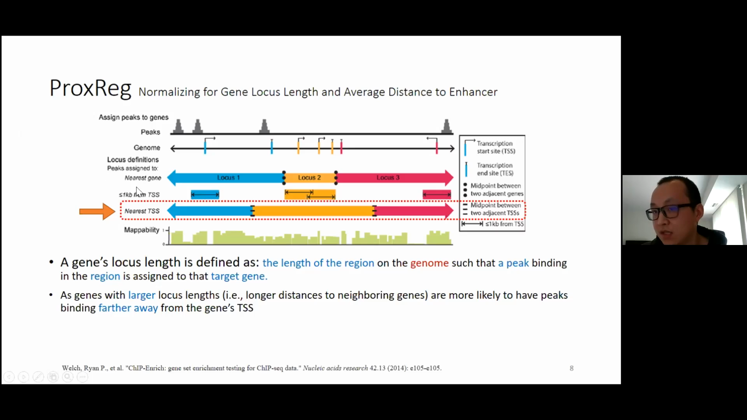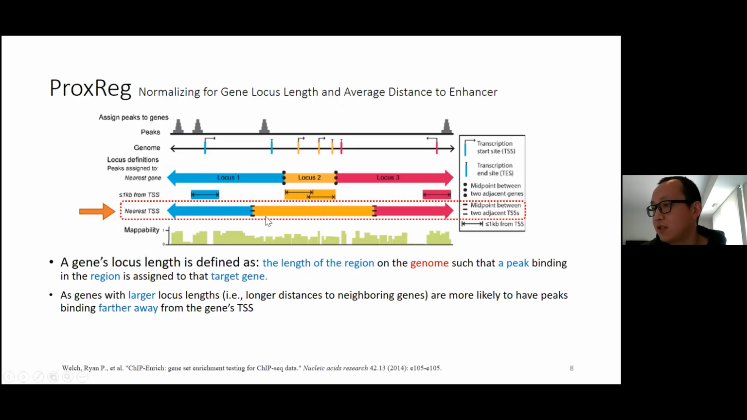So first, we need to measure the distance, then assign the peaks to the genes, then do the test. Because here we want to test whether the gene set is closer to TSS or closer to enhancer. So for the TSS part, we assign the peaks to the genes by the locus definition, which is the nearest TSS.